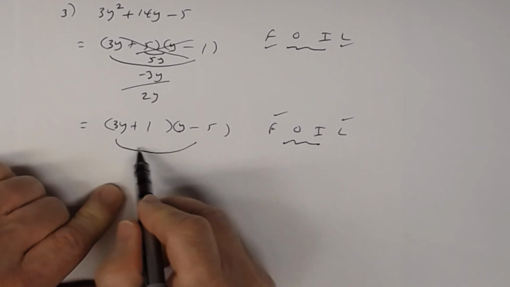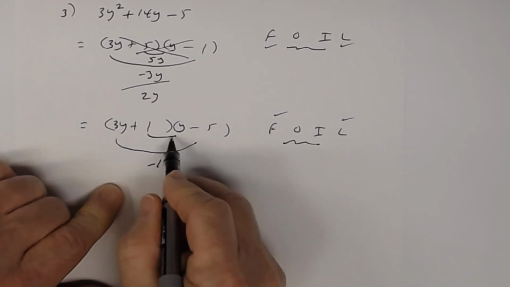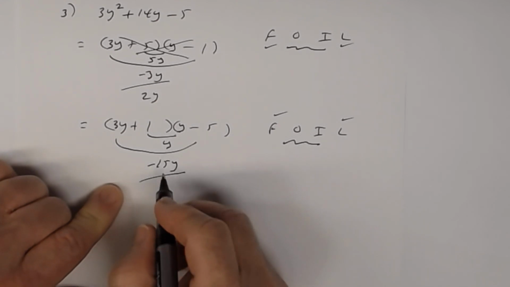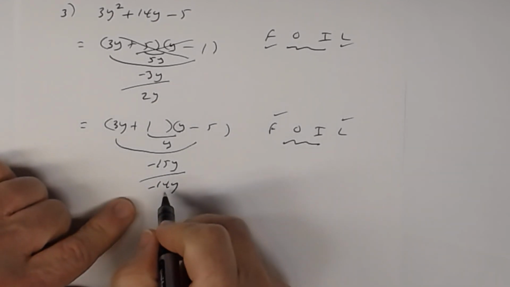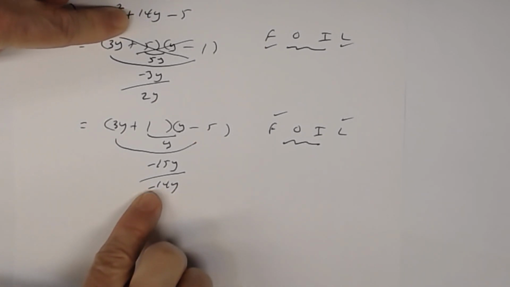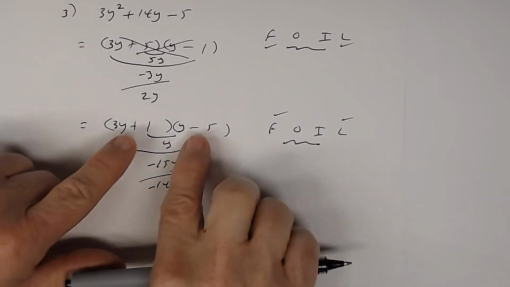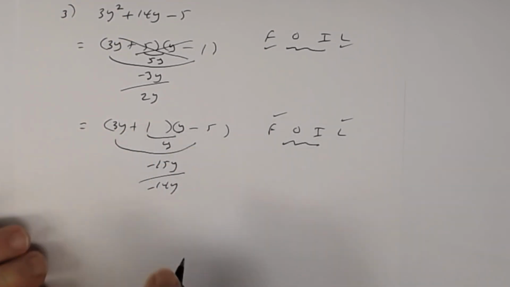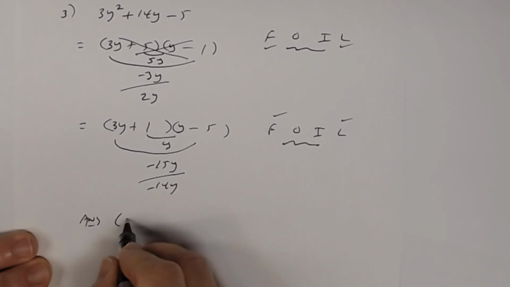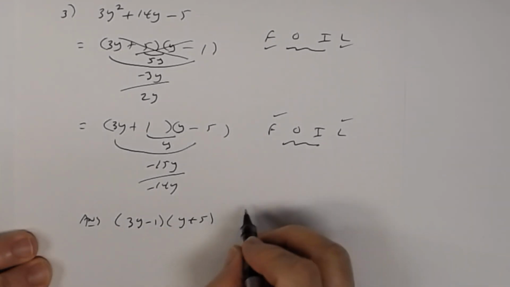The outer, 3y times negative 5 is negative 15y. The inner, 1 times y is y. But when I add them up, a 1y and a negative 15y is a negative 14y. But that's not what I wanted. But I'm close. See, the 14y and negative 14y are opposites. So since those are opposites, all that tells me to do now is to change the signs. So the answer then is going to be 3y minus 1 times y plus 5.